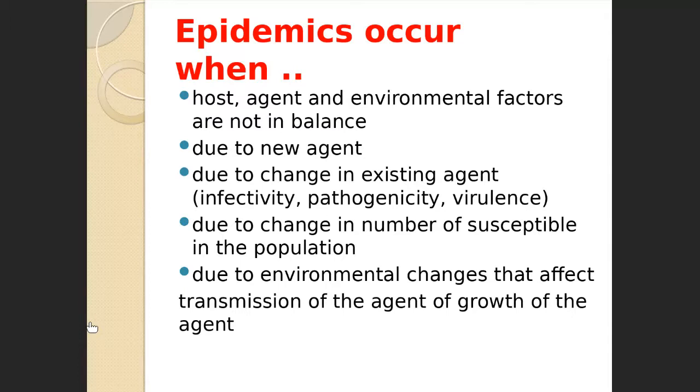Epidemics occur when host, agent, and environmental factors are not in balance. For example, due to a new agent, like the case of COVID, due to change in an existing agent, for example infectivity, pathogenicity, or virulence, due to change in the number of susceptible in the population, due to environmental change that affects transmission of the agent.